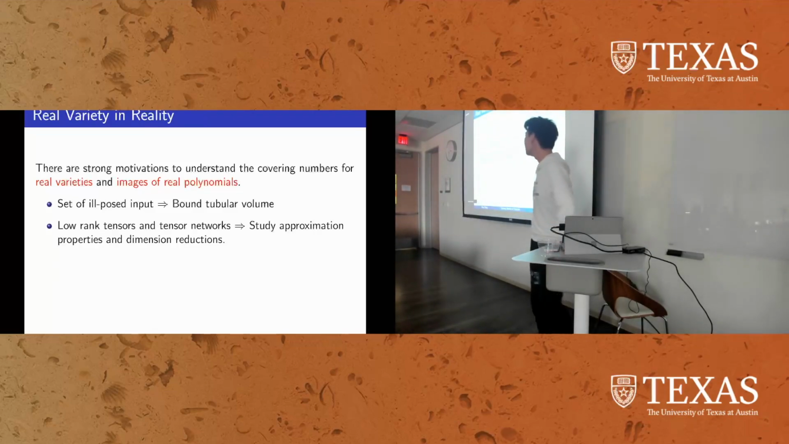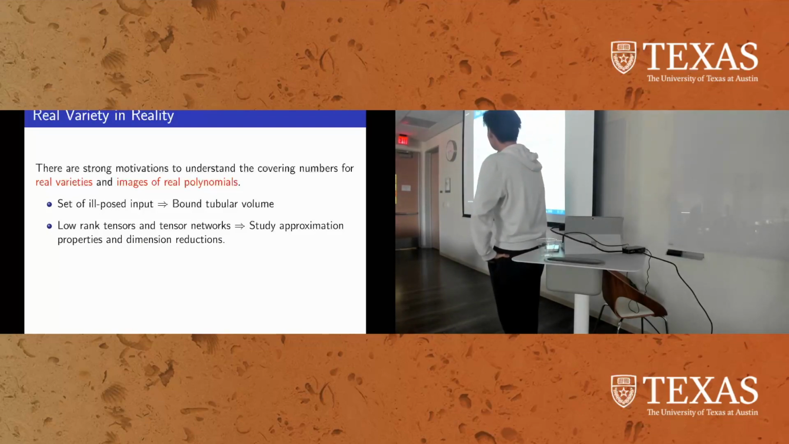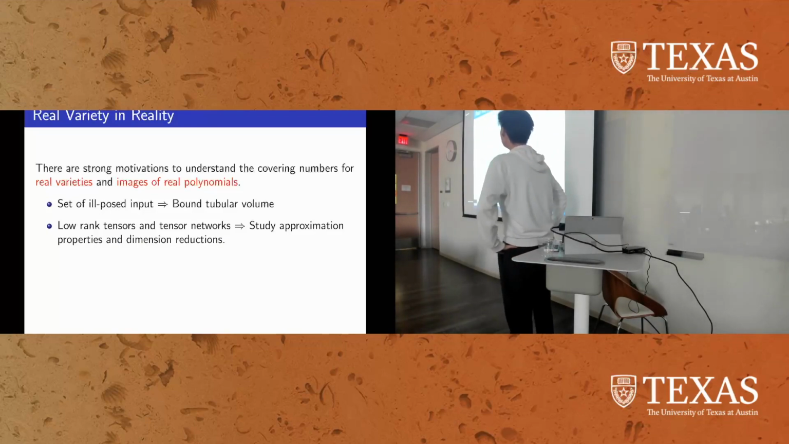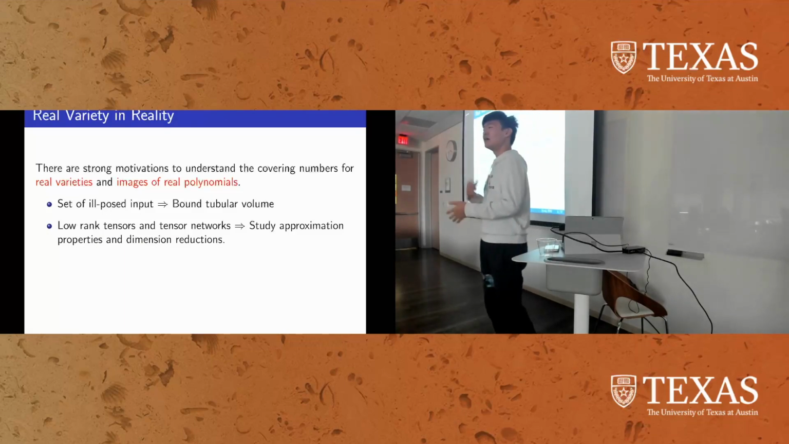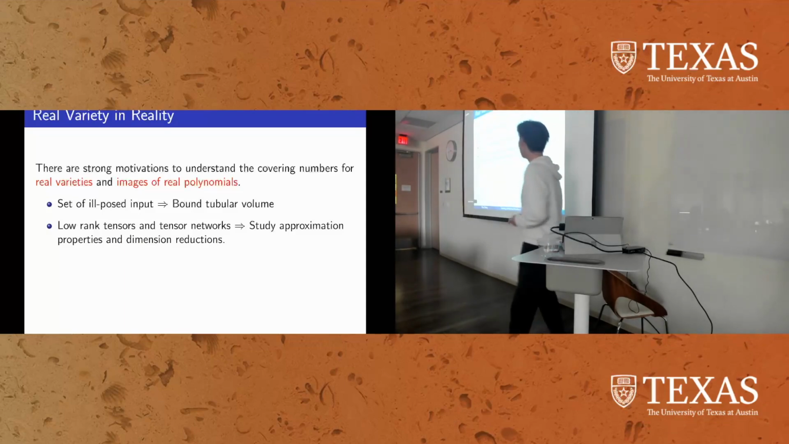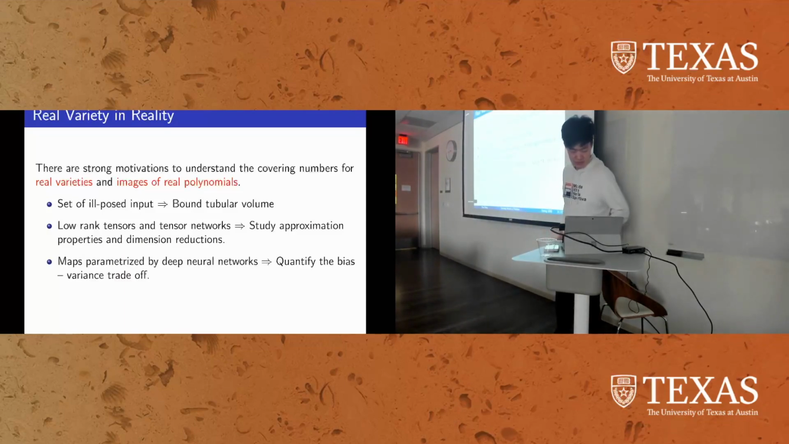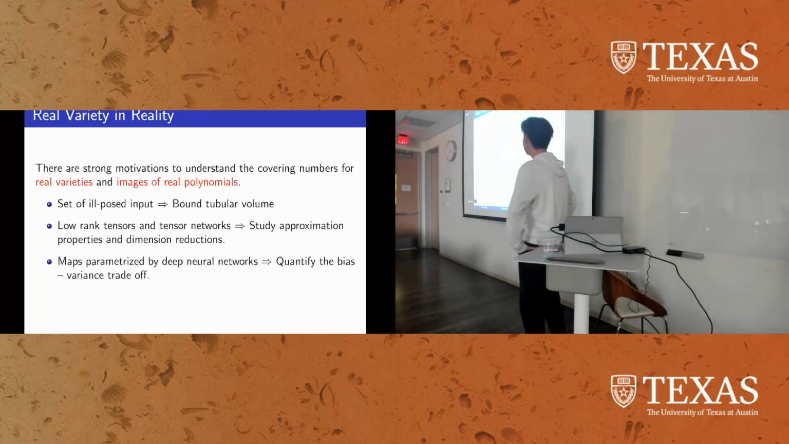Another class of application is about reduced order modeling. If you're interested in low-rank tensors or tensor networks, and you want to understand how well this set of low-rank tensors can approximate an arbitrary tensor, and if you want to develop some dimension reduction theories, then you will need this bound of covering number, and this will allow you to derive many different theorems about dimension reduction. And about this talk, we'll spend quite a lot of time on this.